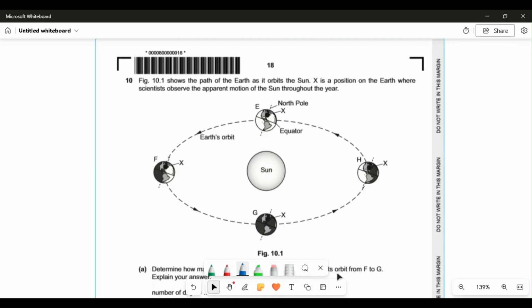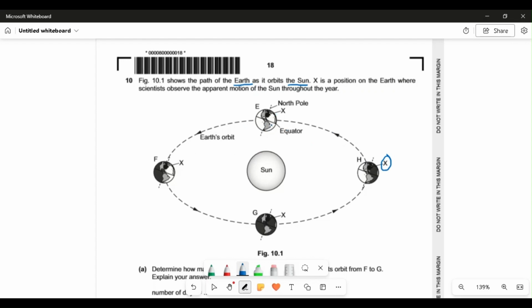Question number 10. Figure 10.1 shows the path of the Earth as it orbits around the Sun. So we know that Earth orbits the Sun, and this orbital period is 365 days. That is called 1 year of the Earth. X is a position on the Earth where a scientist observes the apparent motion of the Sun throughout the year. So this X is the position of the scientist.